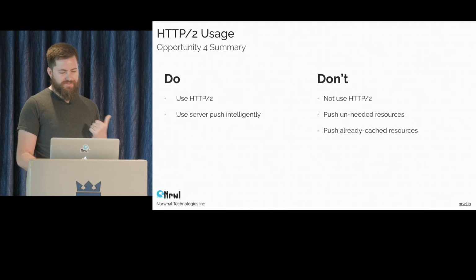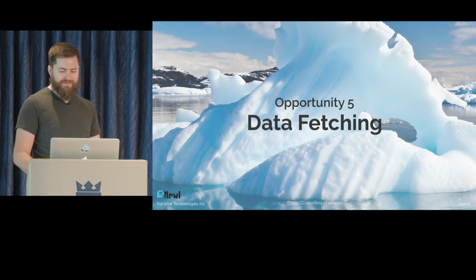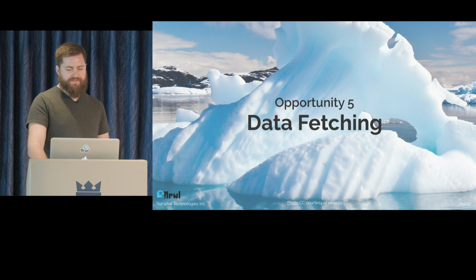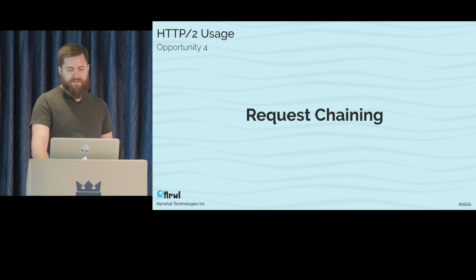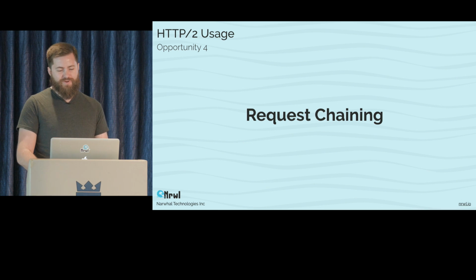So to summarize, use HTTP 2 and come up with a good strategy for push and use it intelligently. Better not to use it at all if you're not going to be really thoughtful about how to use it. And opportunity number 5, data fetching. One thing I see a lot of is request chaining.